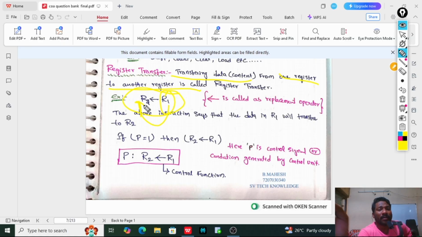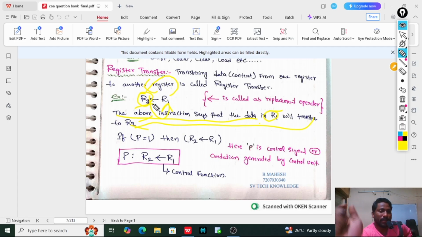This means the data which is in R1 is going to be transferred to R2, and the arrow mark I represented between the two registers is called the replacement operator. It means the data in R2 will be replaced by the data in R1. So the above instruction says that whatever data is in R1 will be transferred to R2, and R2 will be replaced by the data of R1. Both have the same meaning.